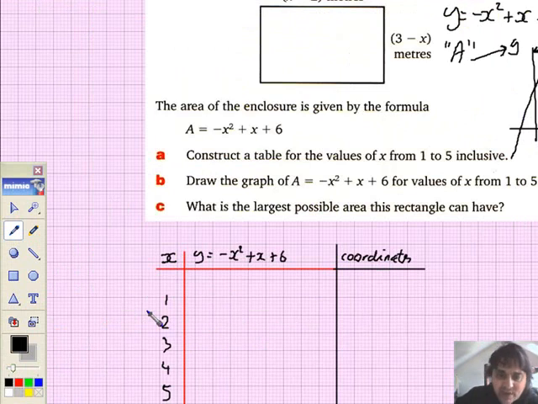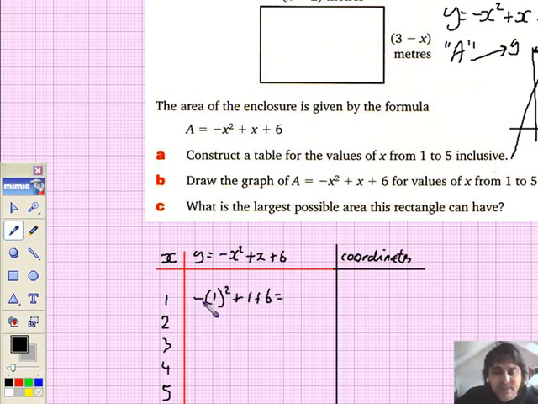So here's a grid ready to go. Let's substitute some values in. So I've got minus 1 squared. Well, it's 1 squared then minus, by the way. Then add 1, then add 6. That's the formula. So 1 goes there and 1 goes there. Let's do it. 1 squared is 1, but it's negative, so it's minus 1. Minus 1 plus 1 is 0, plus 6 is 6. Now I've got the point 1, 6.